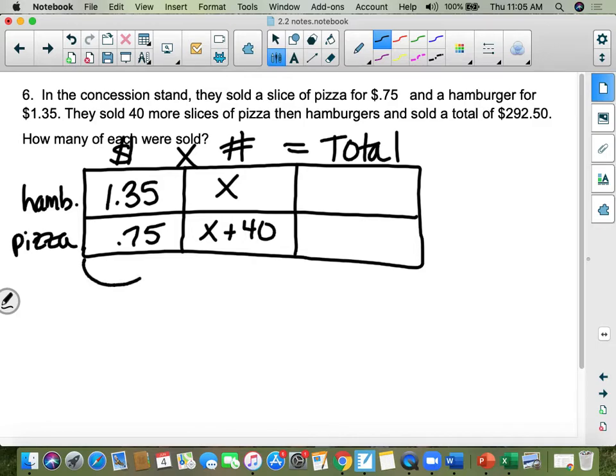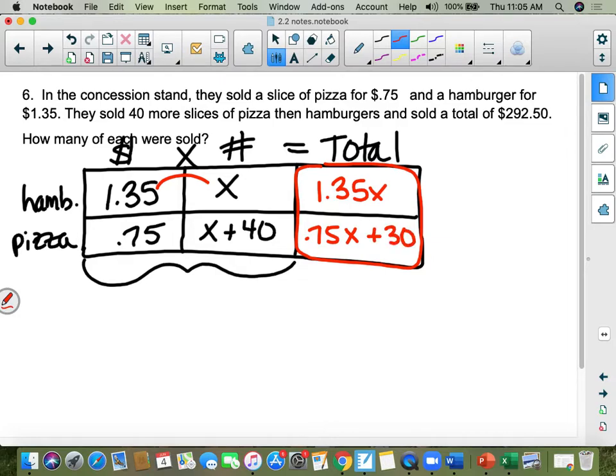Remember, you always fill in these 4 boxes first. 2 will have numbers in them. 2 will have variables with numbers in them. Once you are done filling in those 4 boxes, do you remember how to fill in these last 2 boxes? Multiply these 2 together and multiply these 2 together. If there is a total, you add the 1.35x plus the 0.75x plus 30 on one side and set it equal to the total.